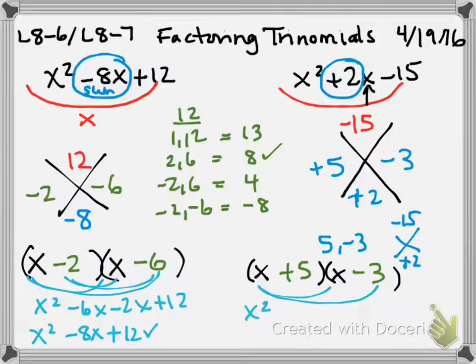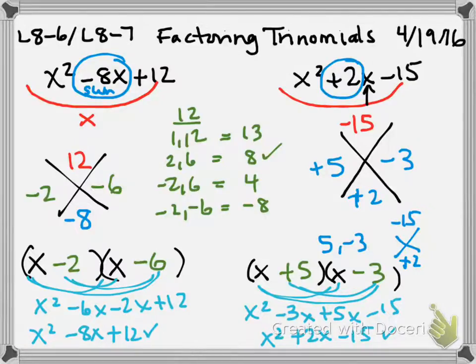So x times x is x squared. X times negative 3 is negative 3x. 5 times x is 5x. 5 times negative 3 is negative 15. Let's see, negative 3x and positive 5x, signs are different. Bigger number is positive. I subtract and I get a positive 2x. So that matches, and that says, yep, you've done it right.